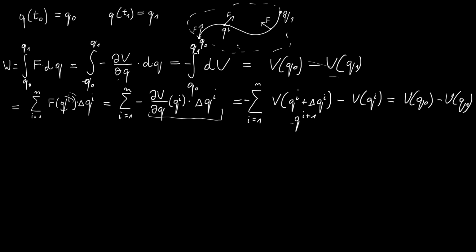So if the force is given by the derivative of some function V, the work done by the forces on the system of particles depends only on the difference between V of the starting point of the trajectory and the ending point of the trajectory. And this is why V is called a potential, or potential energy in that context. Let's show this on a very important example.